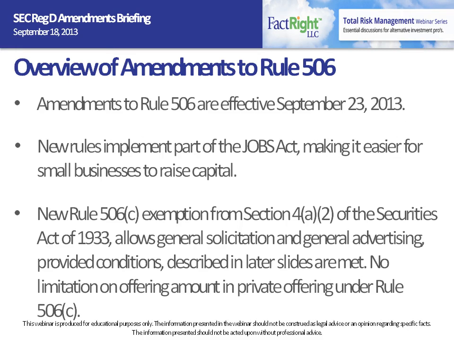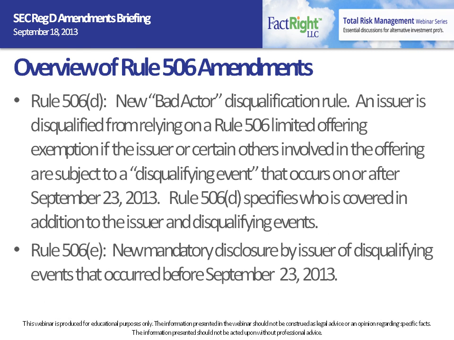But the SEC added a new provision to Rule 506, Rule 506(c), and it's being referred to as the General Solicitation Amendment. It provides for a new exemption from registration, which allows general solicitation and general advertising, provided certain other conditions are met. There is no limitation on the offering amount in a private offering under new Rule 506(c). We'll talk further about the specific conditions of 506(c) shortly.